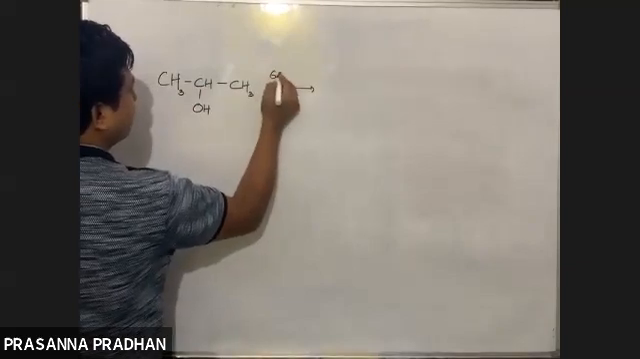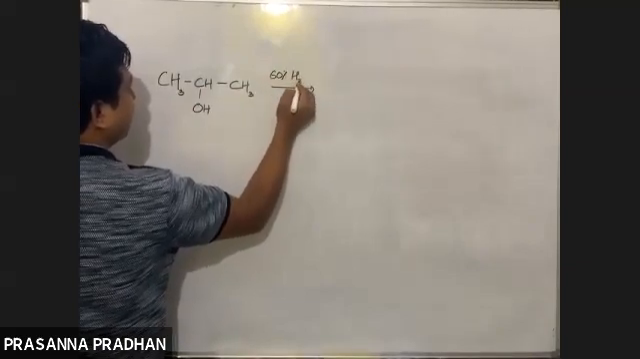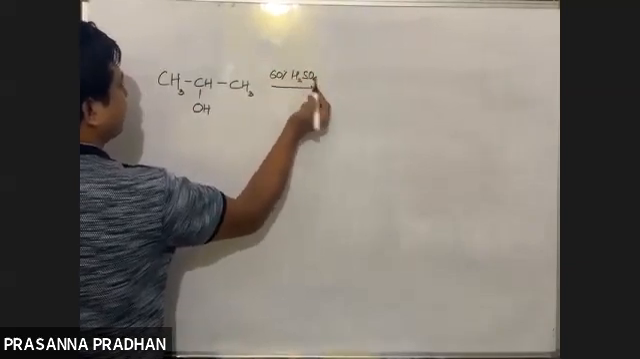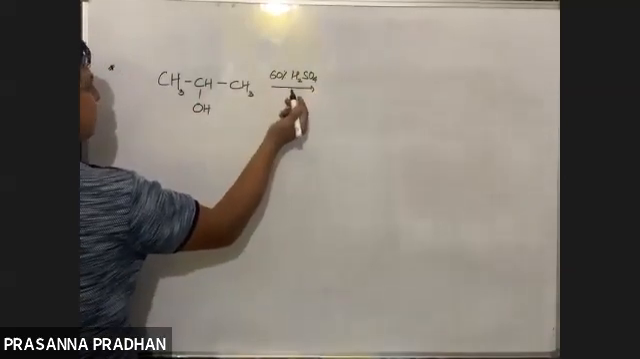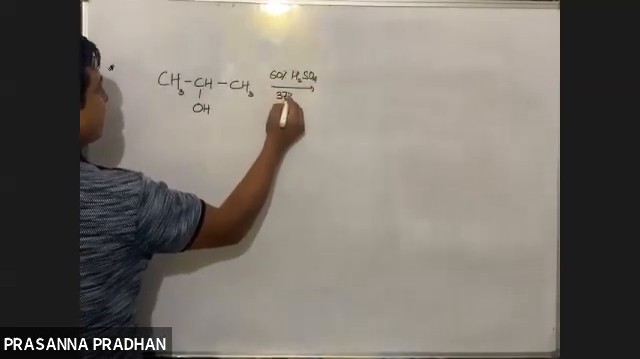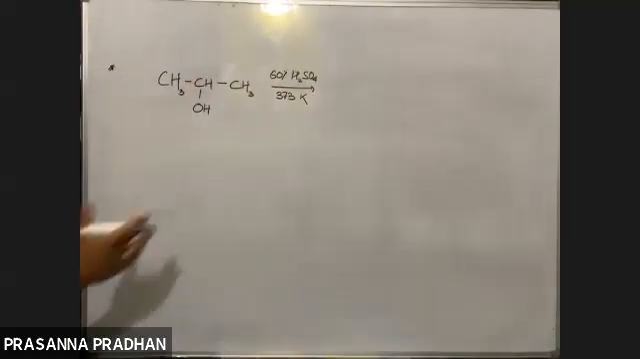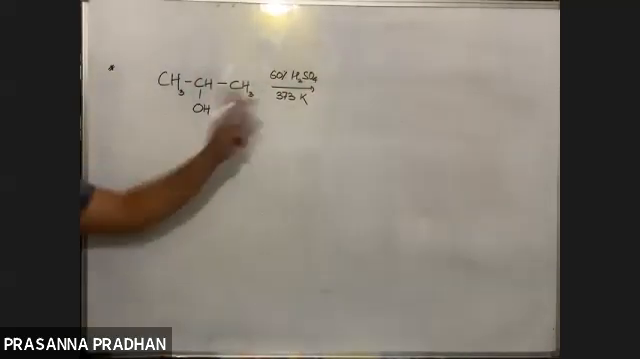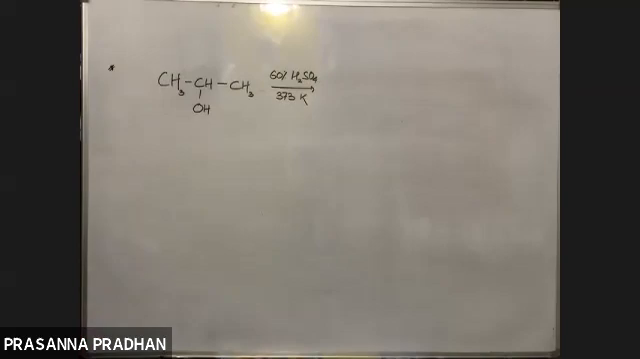So what was it? 60% sulfuric acid, 2 degree alcohol. Okay, then what was given here? 373 Kelvin. So if you don't remember the temperature, just give the heat symbol, but don't write it wrong, okay, in the exam.